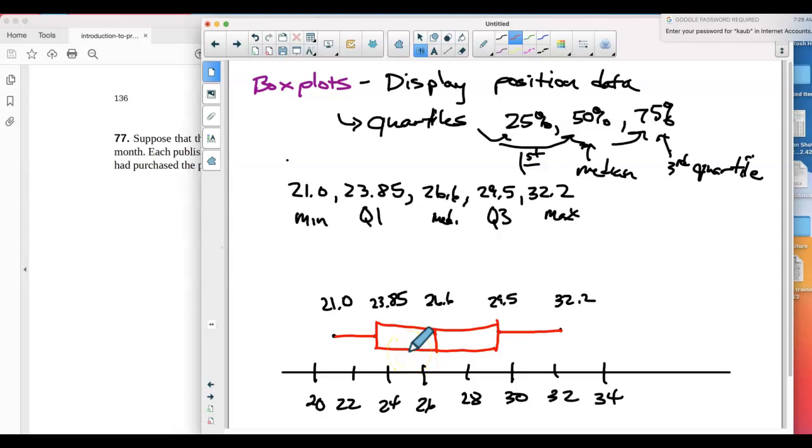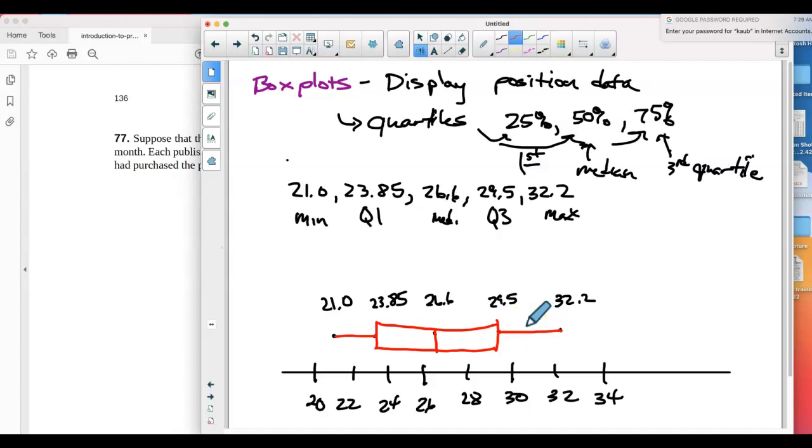So the second quartile is going to range between 23.85 and 26.6. That means 25% of the data is in this box between these two numbers. 25% of the data is here. 25% of the data is here. 25% of the data is here. But it could just be spread out more, and that's why the box gets bigger or smaller if it's spread out.